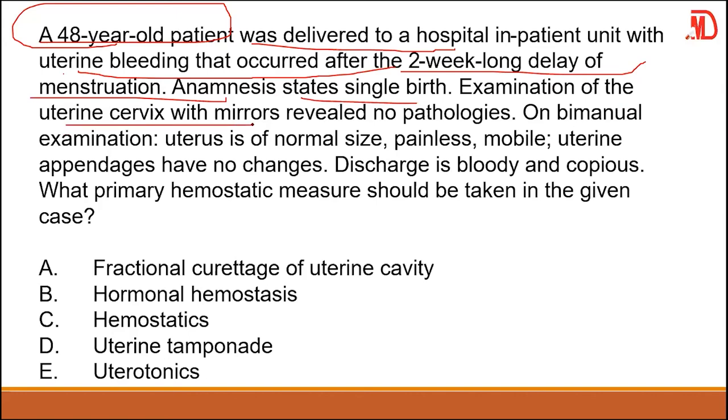Analysis states single birth. Examination of the uterine cervix with mirrors revealed no pathologies. On bimanual examination, the uterus is of normal size, painless, mobile. Appendages have no changes. Discharge is bloody and copious. What primary hemostatic measure should be taken in the given case?